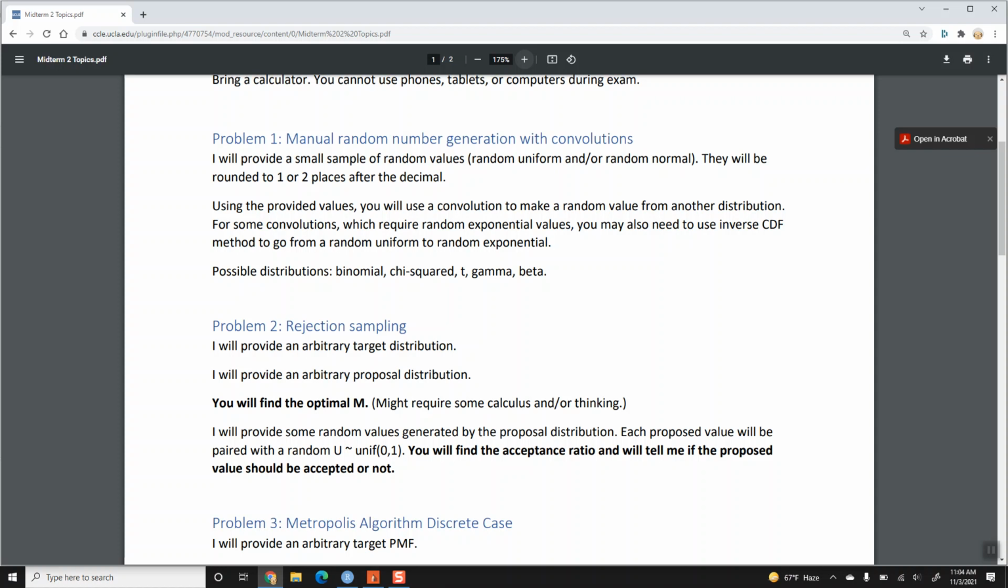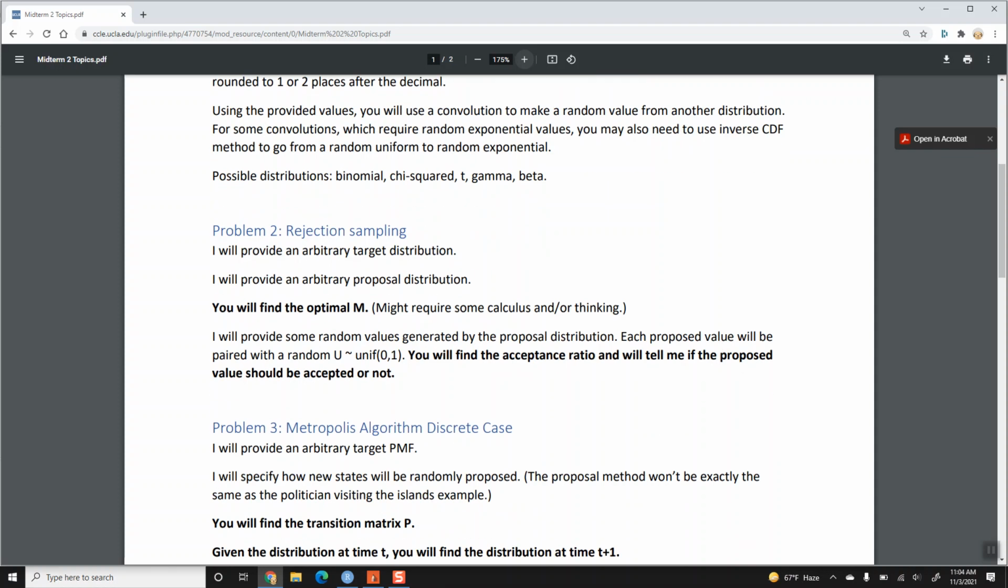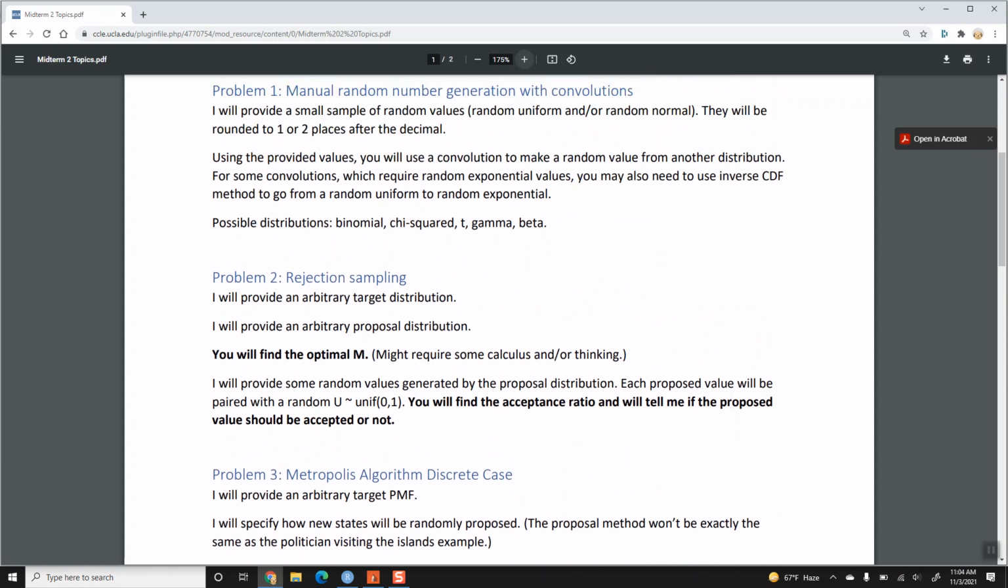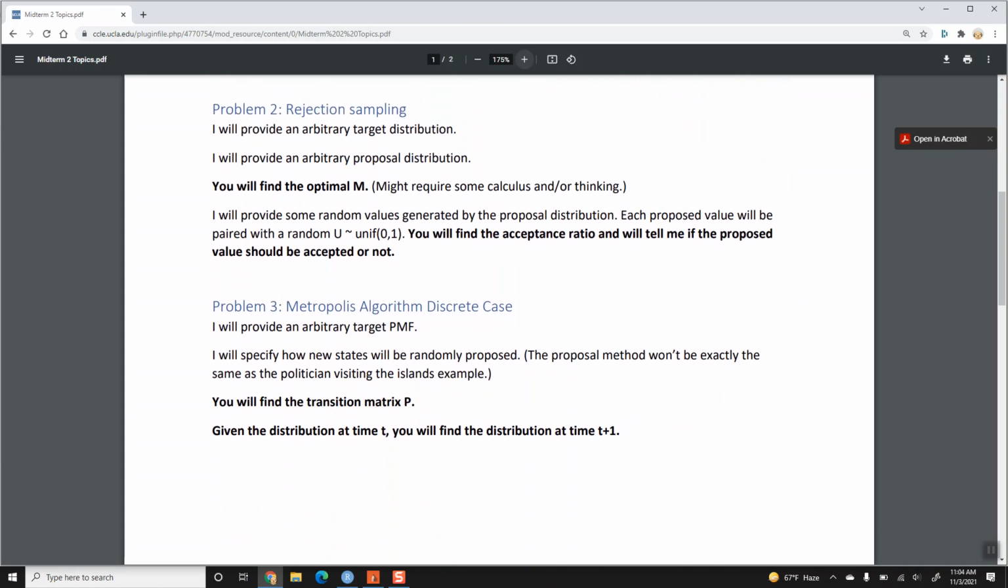And these are potential distributions that you might have to use to generate values from: binomial, chi-squared, t, gamma, beta. I think all of these have been covered in your notes. And so, just make sure you include a few lines of instructions on how these things work in your notes, okay? Problem 1, I think, should be pretty straightforward.